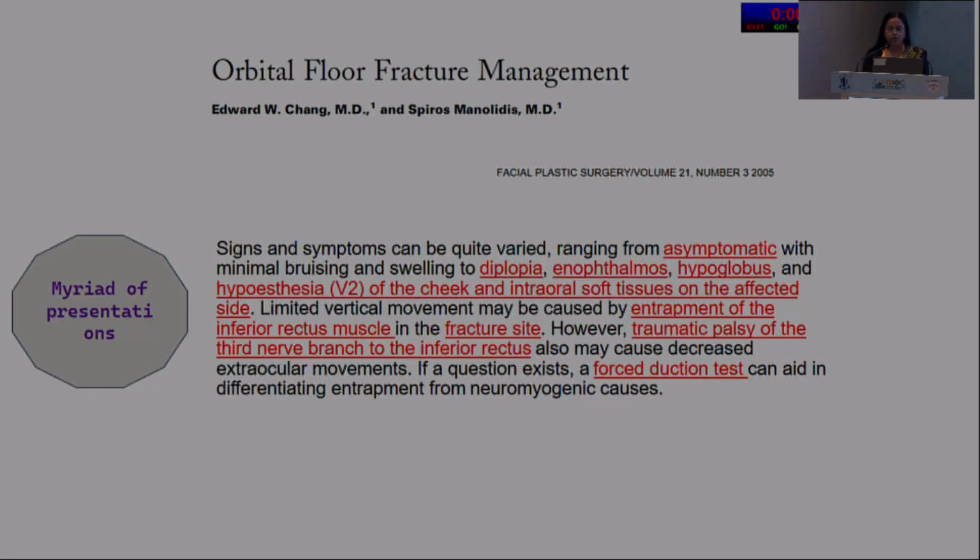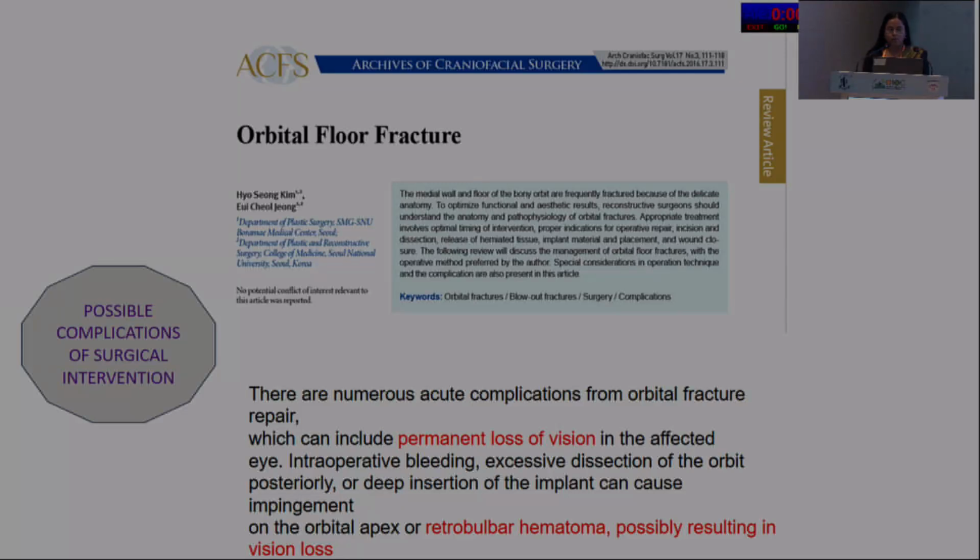Coming to the literature review, we all know that myriads of presentations can be seen in orbital floor fracture cases. They can be asymptomatic, or there can be cases of diplopia, enophthalmos, hypoglobus, hypoesthesia, or sometimes entrapment of the inferior rectus muscle. Regarding possible complications of surgical intervention in cases of orbital floor fracture, in certain cases, not in all cases, permanent loss of vision is also seen, sometimes because of direct deep insertion of the implant, impingement at the orbital apex, or retrobulbar hematoma.